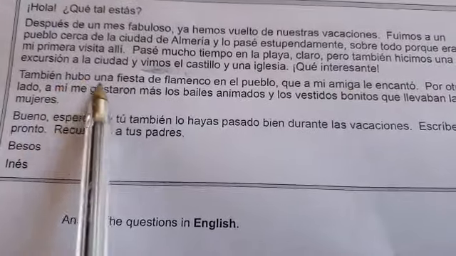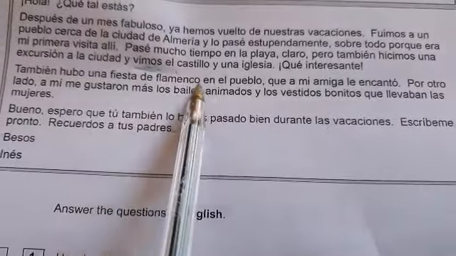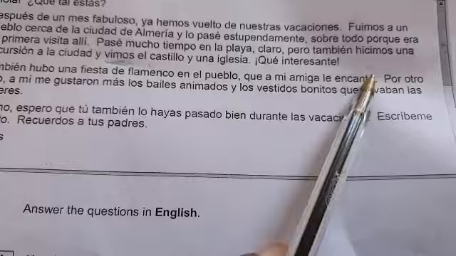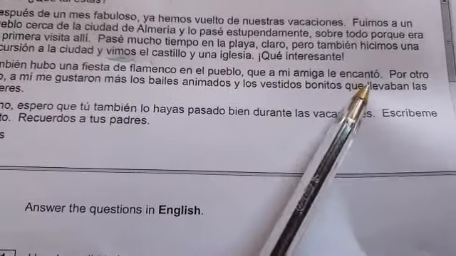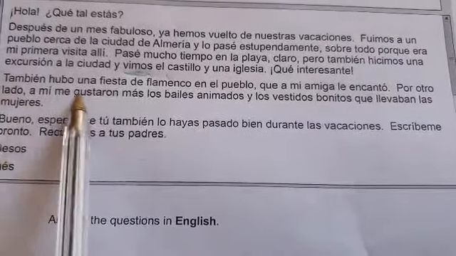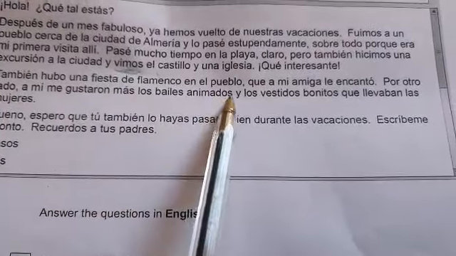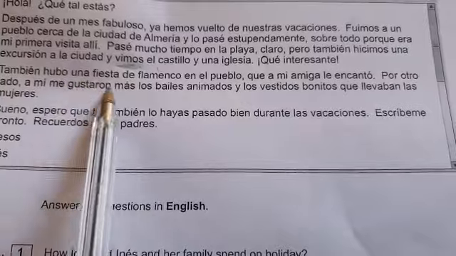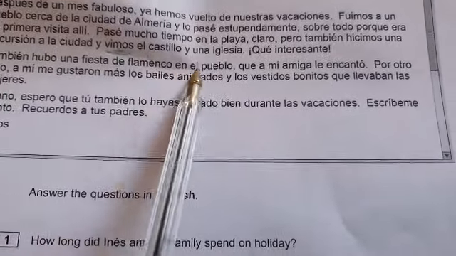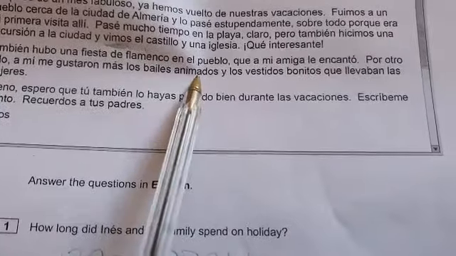So it says, also there was a flamenco party in the village that my friend loved. Que a mi amiga le encantó. Por otro lado, a mí me gustaron más los bailes animados. So I liked even more. What I liked even more were the lively dances. Yeah?